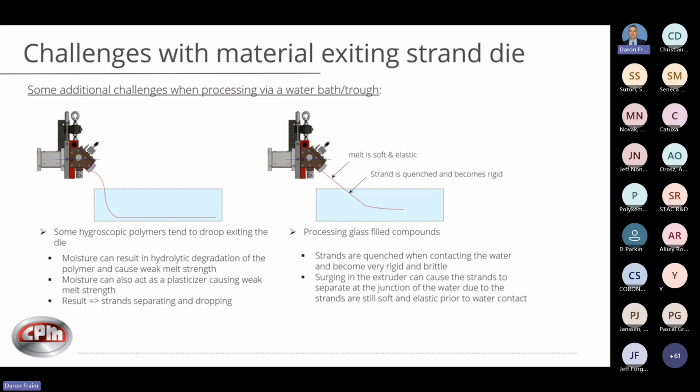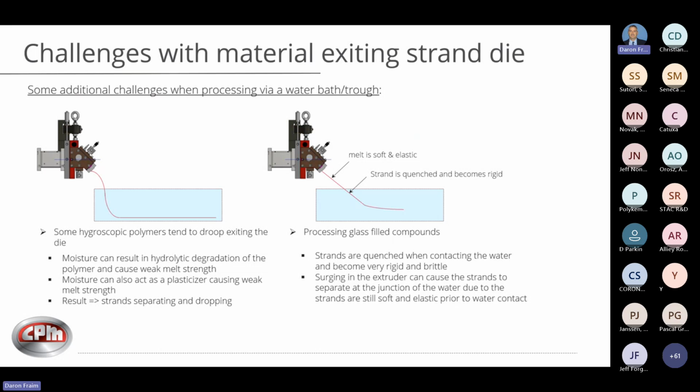And when we talked about this, I touched on it already a little bit, just to provide a little visual. A lot of times those hygroscopics that are moisture sensitive will react with moisture. You get hydrolytic degradation. Moisture can also act as a plasticizer in some cases, and so you get what's called a weak melt strength. The strands tend to fall out of that die and drop straight down. There's not a lot of strength to them, so in some cases they could separate and drop out of the trough onto the floor.